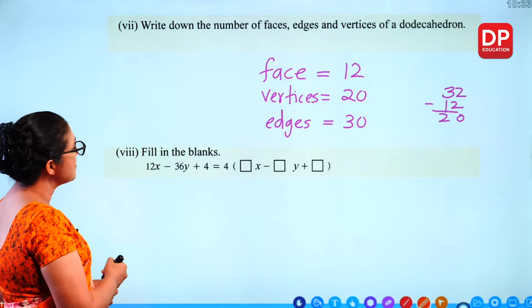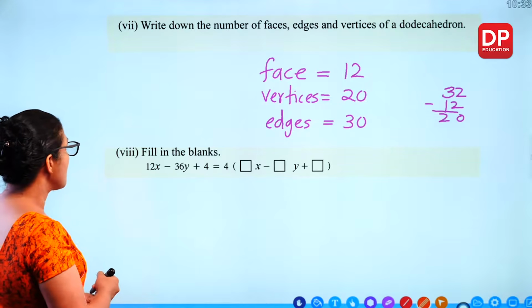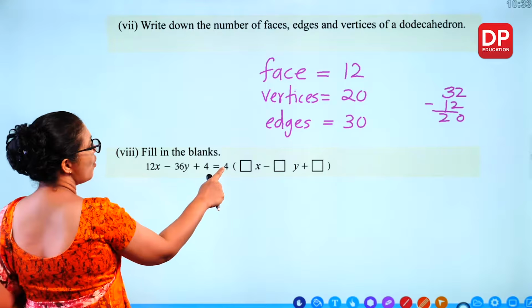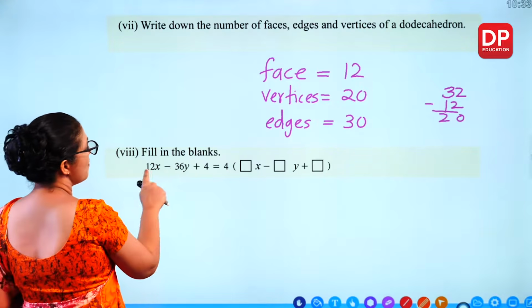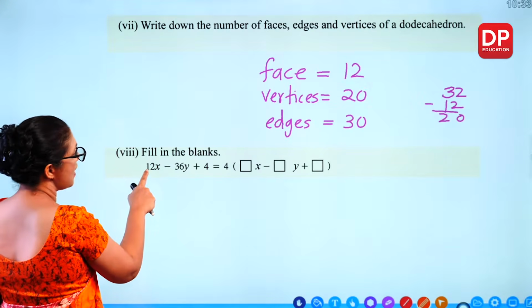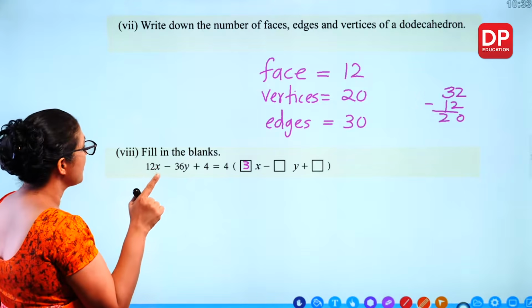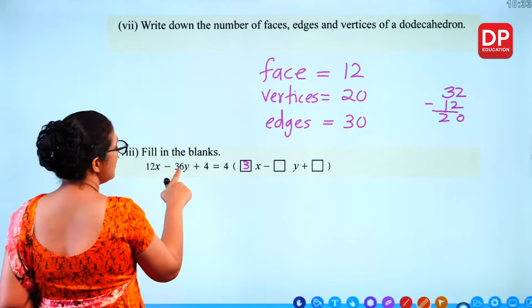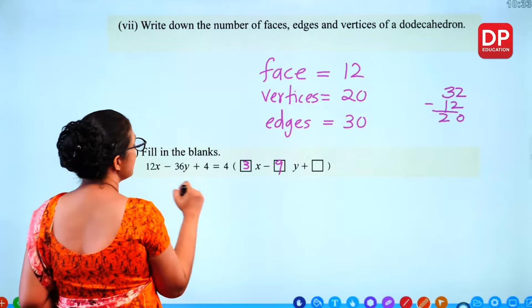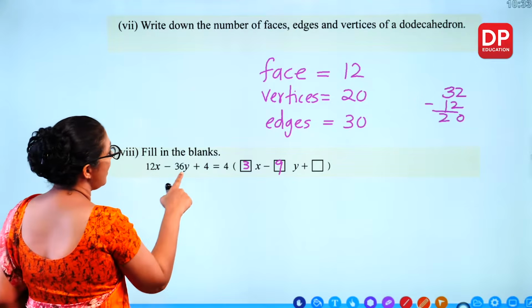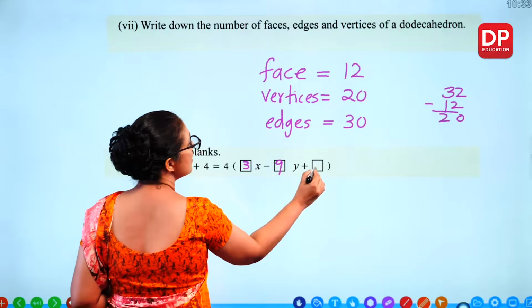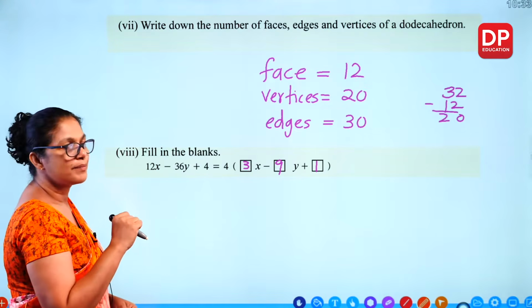Fill in the blanks. This is an algebra question. Factorization. So 4, when you take it out from the whole thing, this becomes 3. That's how you get 12, 4 times 3. Then here y is there. 4 times 9, 36. And when you take 4 out, this becomes 1.